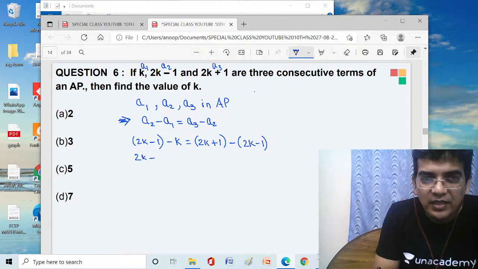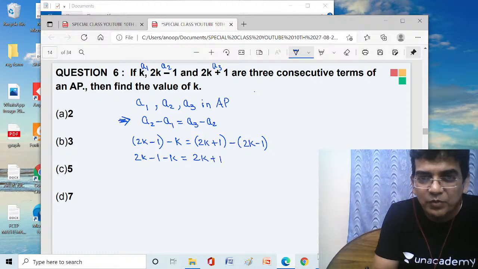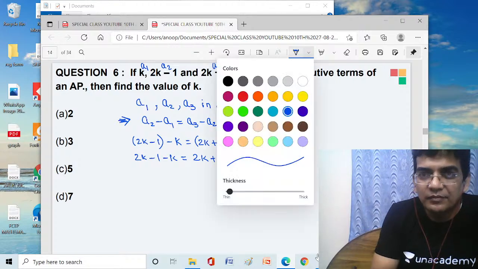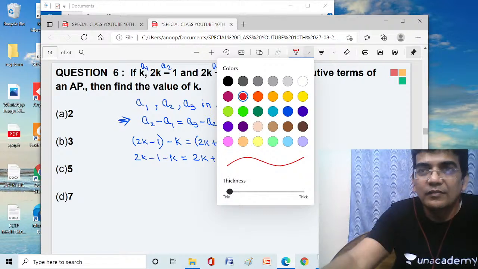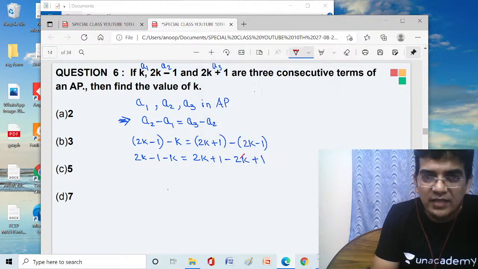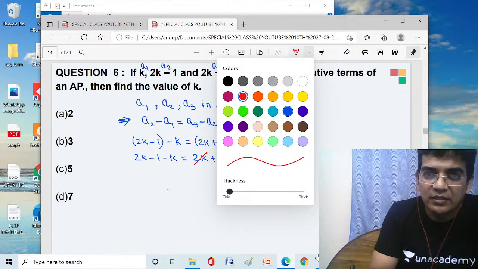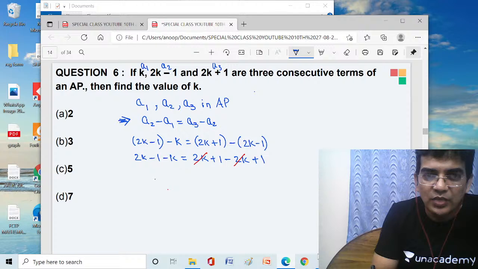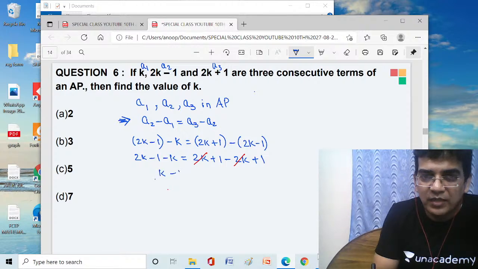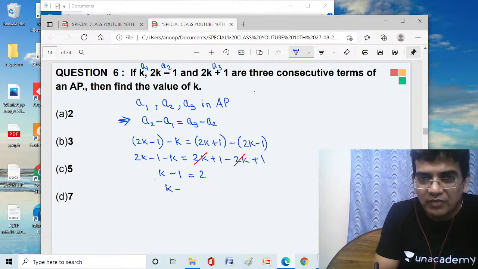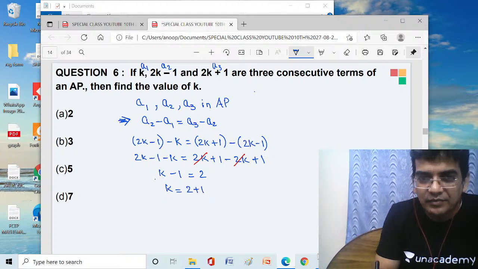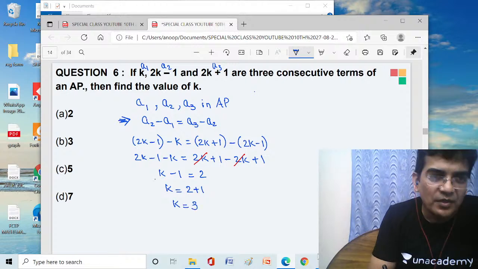So it's 2k minus 1 minus k. On the right side, it is 2k plus 1, and if I open this bracket, this is minus 2k plus 1. Now you can see over here, I will cancel this minus 2k plus 2k. This cancels out. Let's see what we are left with. On the left side, it is 2k minus k, that will give me k minus 1. And on the right side, it is 1 plus 1, that is 2. So solving it, I will get the value of k as 3. So my answer should be B part.